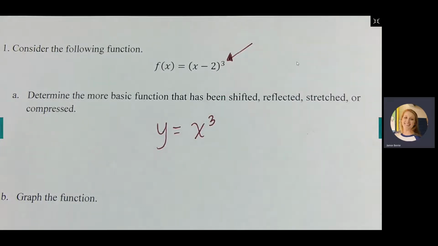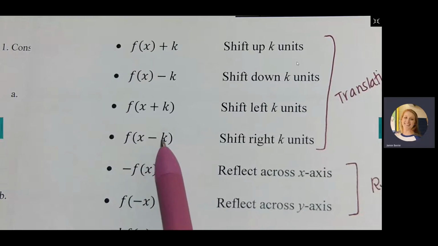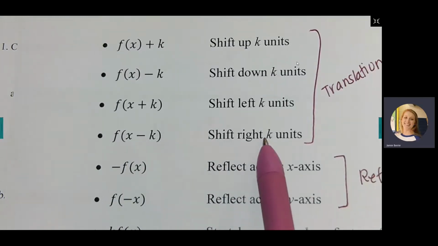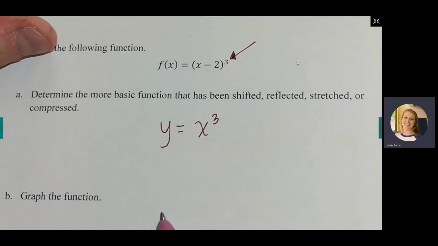So if they asked you to list the graph transformations, you would look at your list. You say, okay, I'm subtracting the number on the inside, so it would be shifted right. So if they asked you what transformations have been performed, you would say it's been shifted to the right 2 units. All right, but we're just going to graph this.